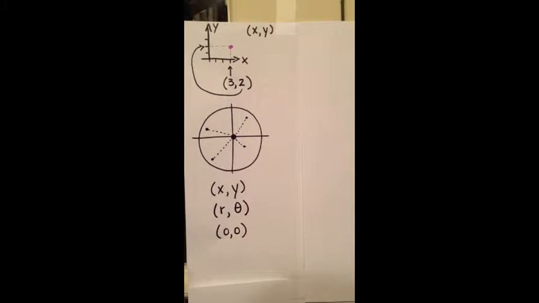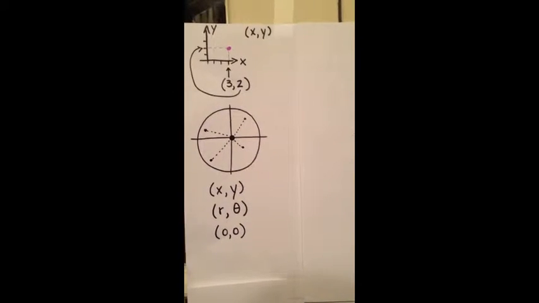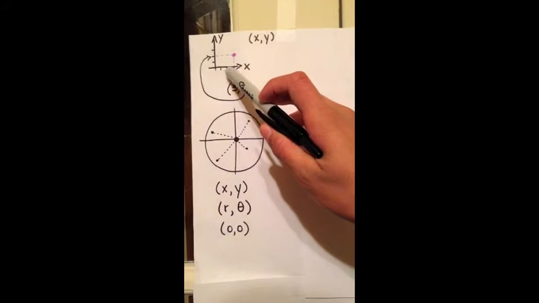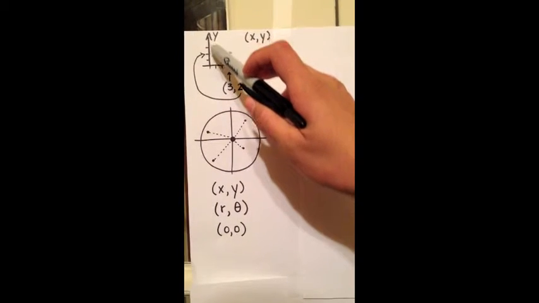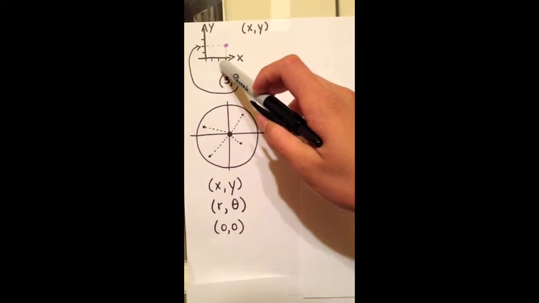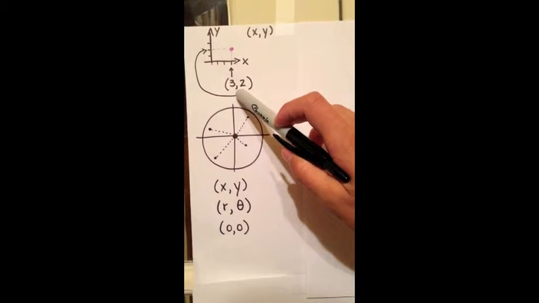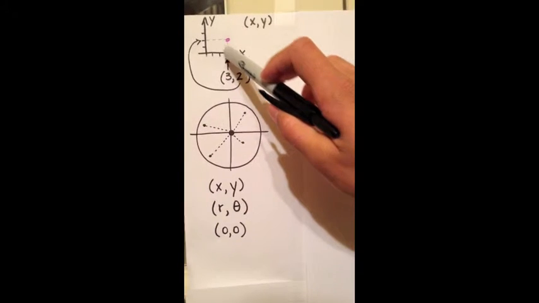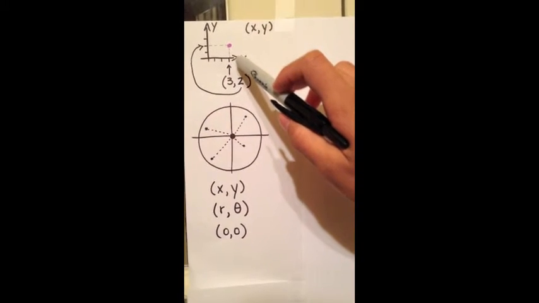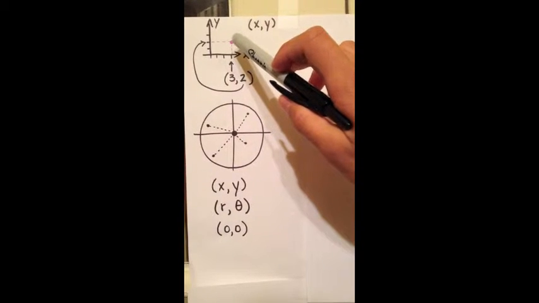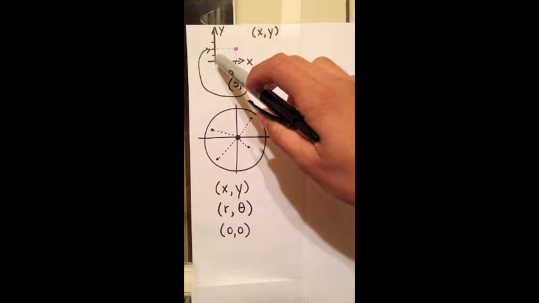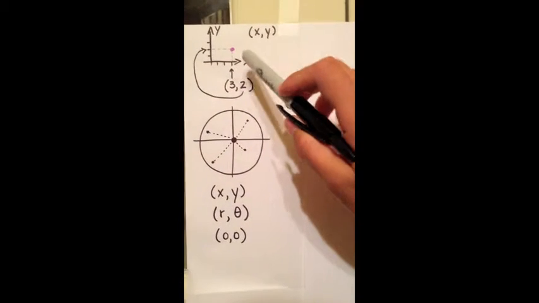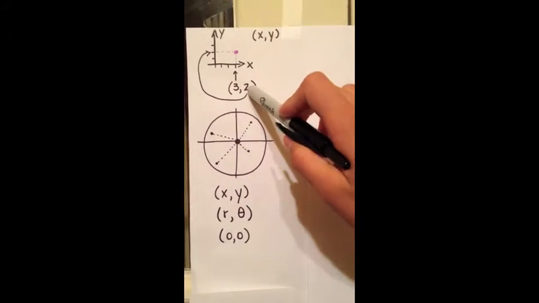We're used to graphing in what is referred to as rectangular coordinates. For example, if you have an x-axis here and a y-axis here, and you want to graph a point 3, 2, for example, you would go 3, 2. That's rectangular coordinates. You would count your x and your y. Rectangular coordinates are expressed as x, comma, y.